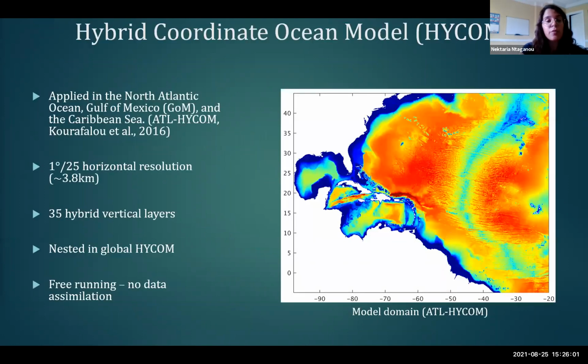For the analysis of the second part, I also used HYCOM, but this time a different configuration applied in the North Atlantic, including the Gulf of Mexico and the Caribbean Sea. The horizontal resolution is also 1/25 of a degree with 35 hybrid vertical layers, also nested in global HYCOM, and it's free running as well.